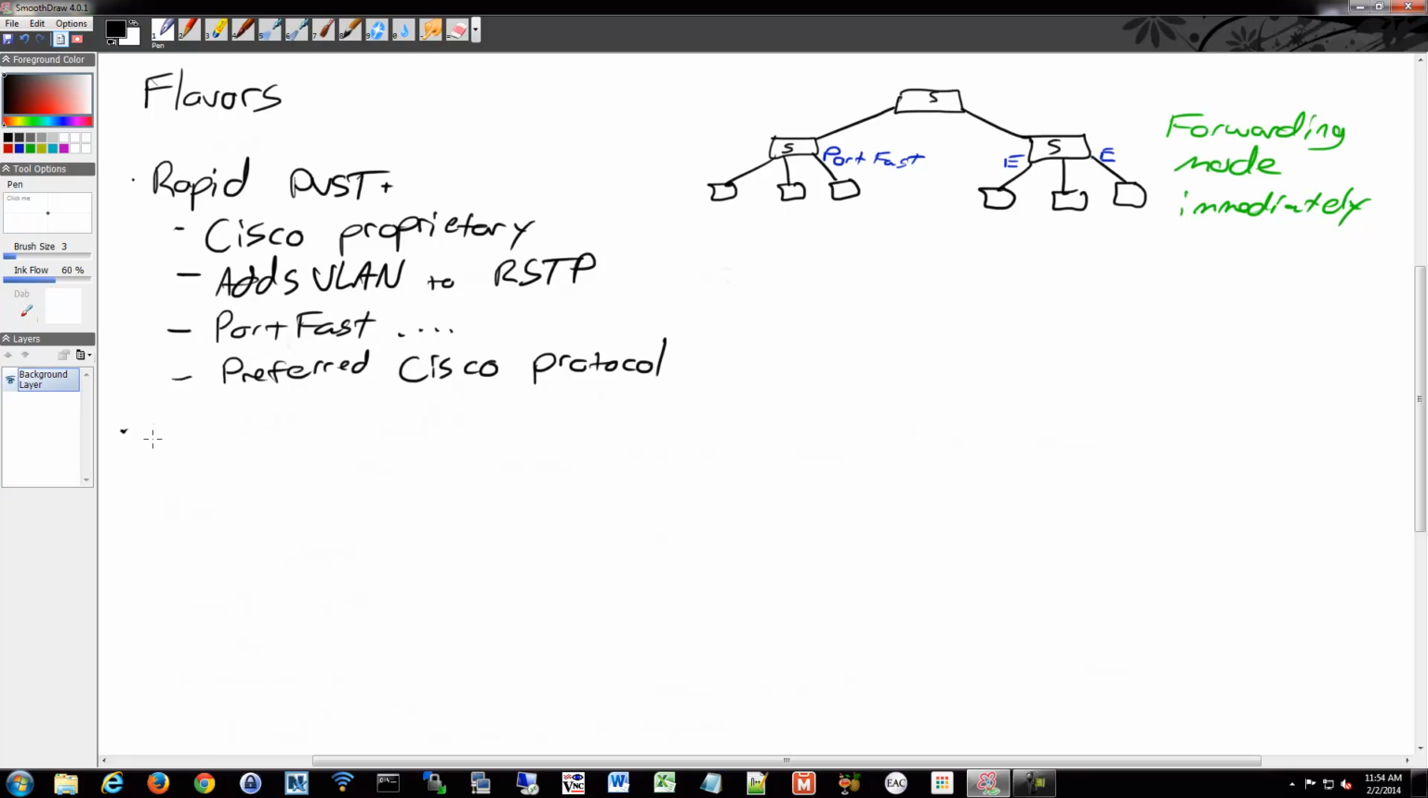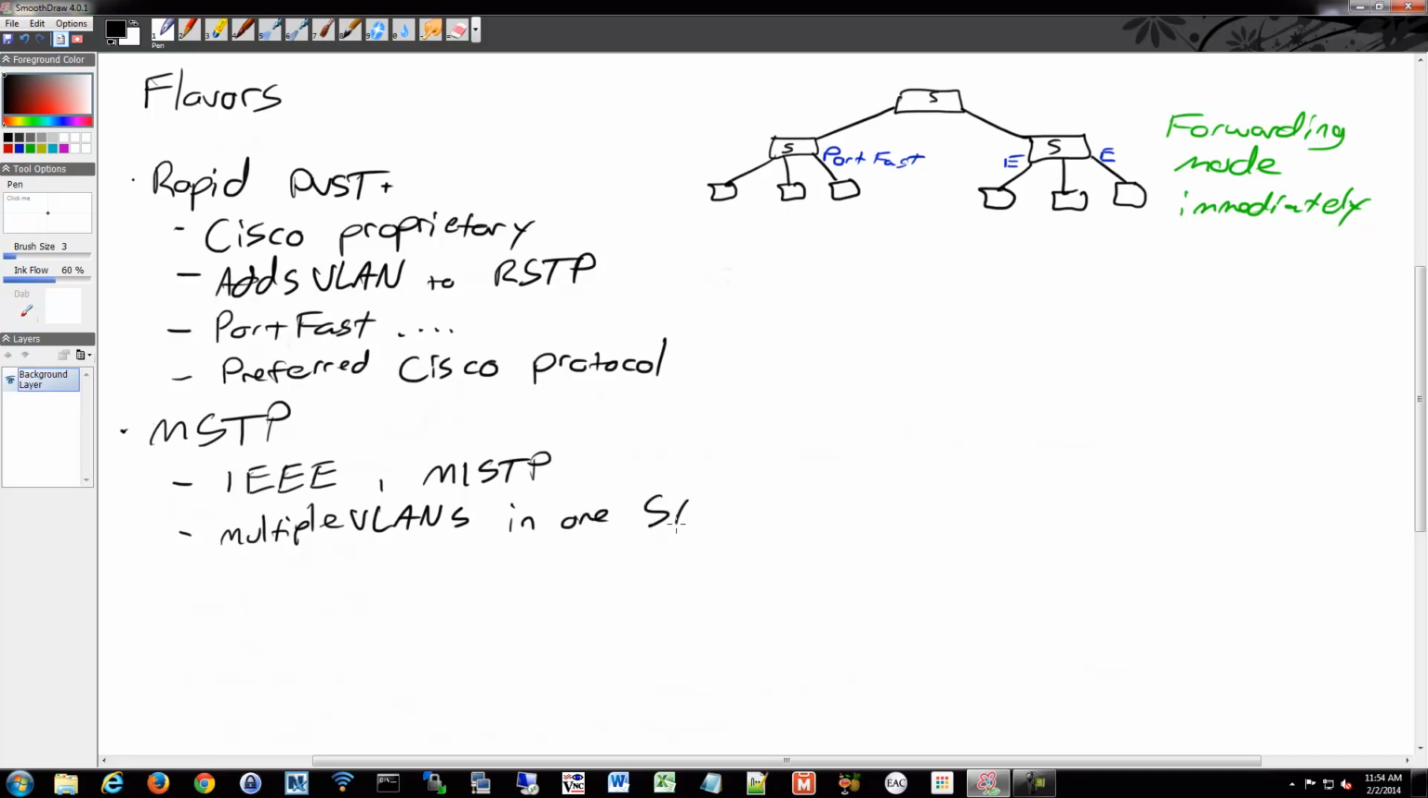We have one more version to mention, which is Multiple Spanning Tree Protocol, so it's MSTP. MSTP is IEEE, so that's a standard, and it's based on a Cisco version called Cisco's MISTP. It's another situation where a Cisco protocol essentially got turned into a standard. So it allows for multiple VLANs in one instance, and supports a bunch of those port fast, etc. commands as well.